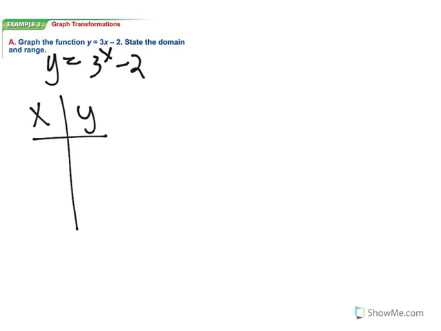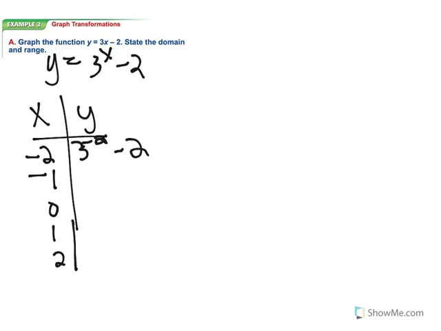So example 2 wants us to graph the function y equals 3^(x-2), and we're going to state the domain and range as well. So the first thing, like before, we're going to draw a table. We're going to have our x values and our y values.